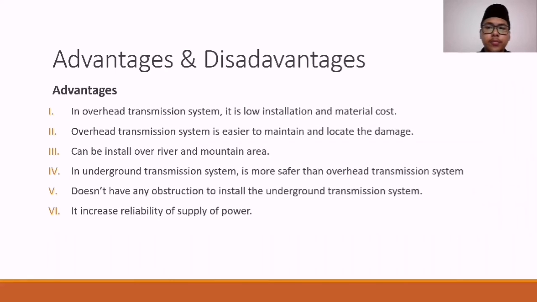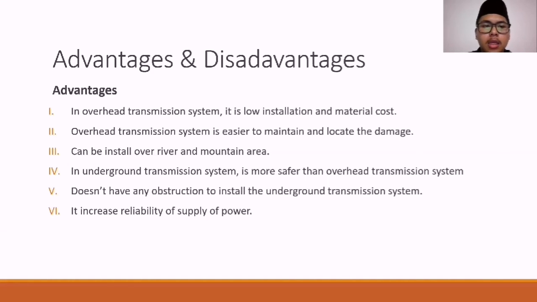So we will continue our discussion by presenting the advantages and disadvantages of transmission lines. In the advantages, there are two types of transmission system: overhead transmission system and underground transmission system. Let's see, the advantage of the overhead transmission system is its low installation and material cost.